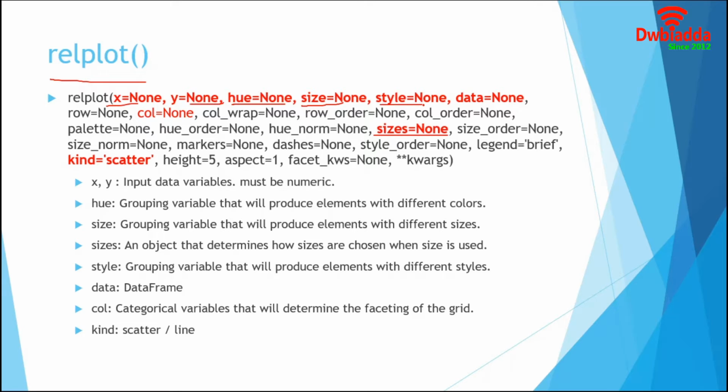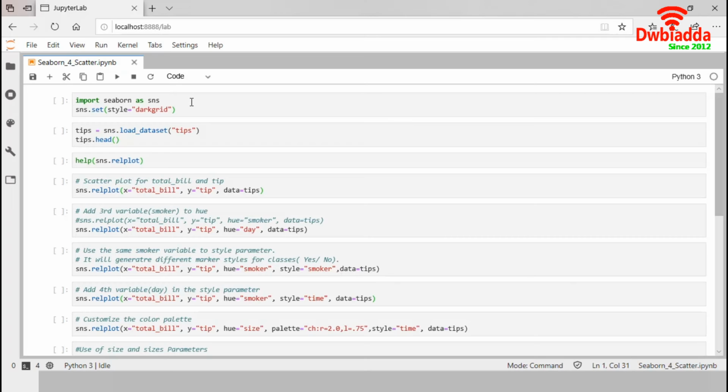This style parameter will represent the group elements with different markers. We have to assign our dataset in data parameter. We can set a categorical variable to col parameter, and it will determine the faceting of the grid. Finally, for kind parameter, we have two options: scatter, which is default, and another one is line. Now we are going to Jupyter Notebook and continue there. First, we are going to import Seaborn library and set style as darkgrid.